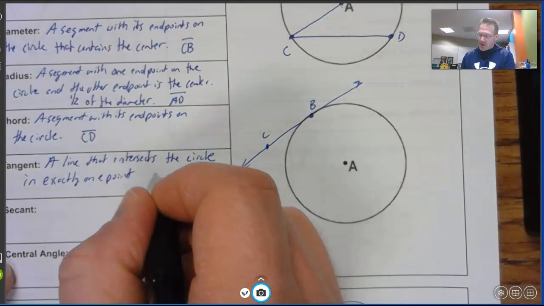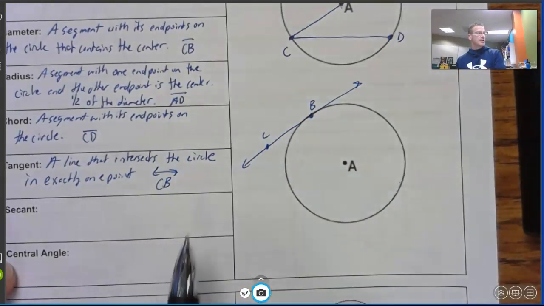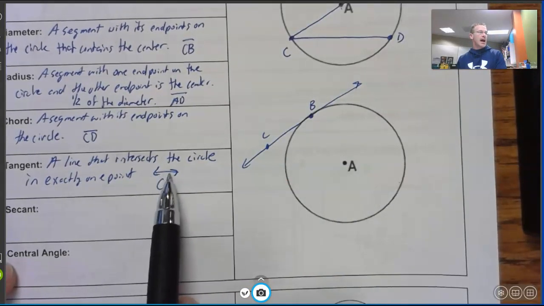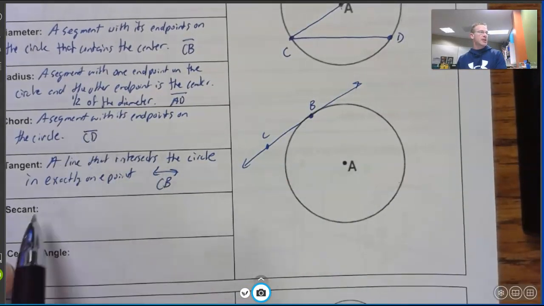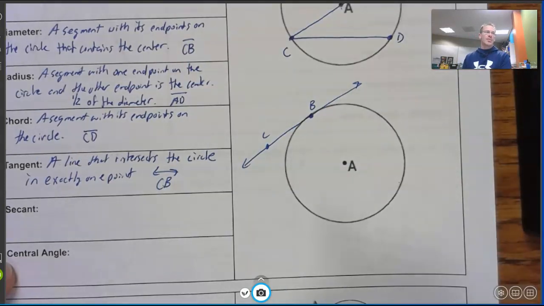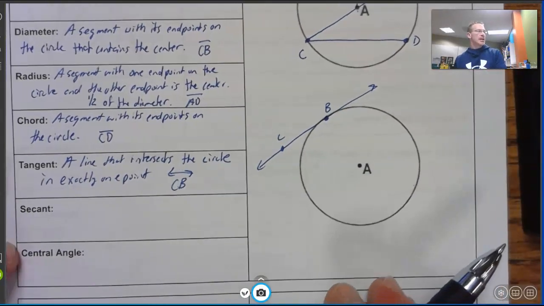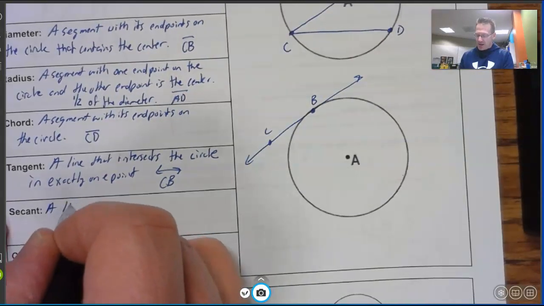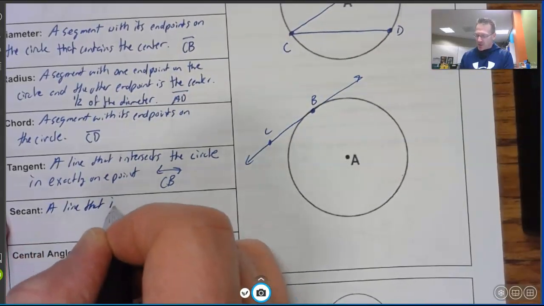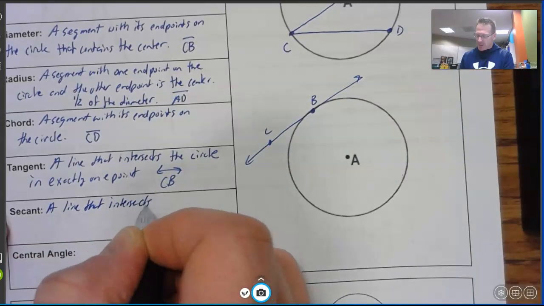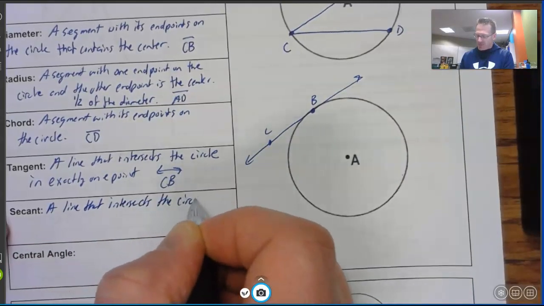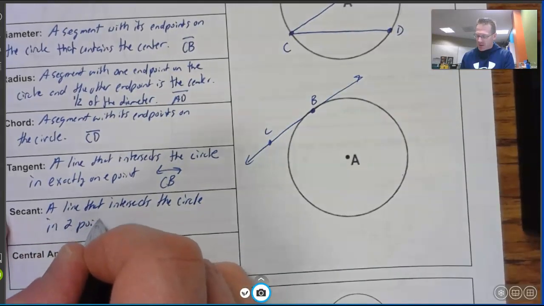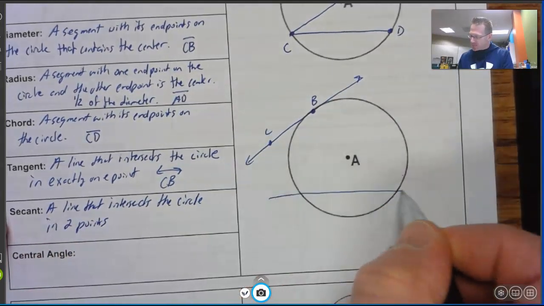So line CB, you notice the notation here. This is a line, so going back to way back at the beginning of the year, line CB versus segment CD. So make sure you have the appropriate notation. So the tangent is a line. Now a secant is a line that intersects the circle in two points.